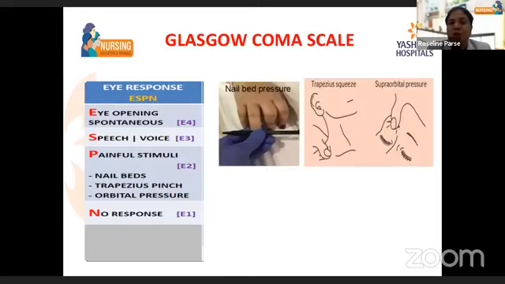So when we talk about painful stimuli, the common stimuli that you can give to a patient is nail bed pressure, as you see in the image here. You have to give slight pressure on the nail beds and see if the patient has any response. Or you can give a trapezius squeeze or the supraorbital pressure. If the patient is responding to any of these stimuli, you can give him a score of E2. If there is no response at all, it is E1.